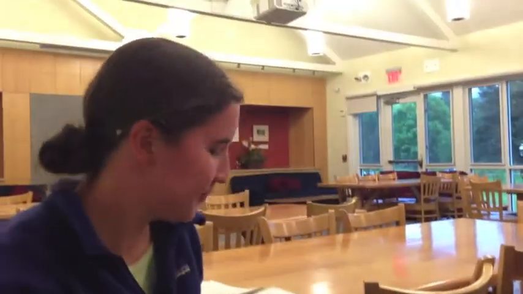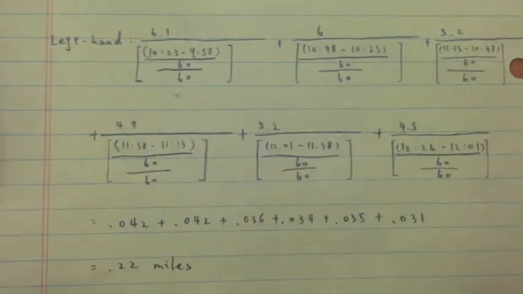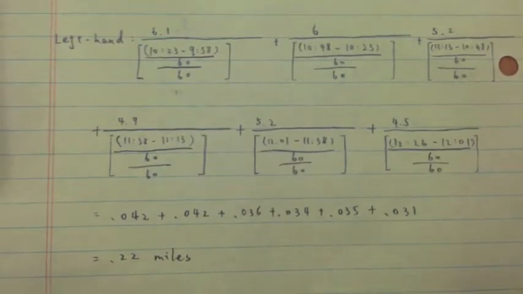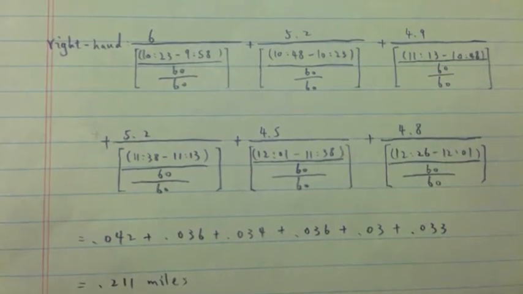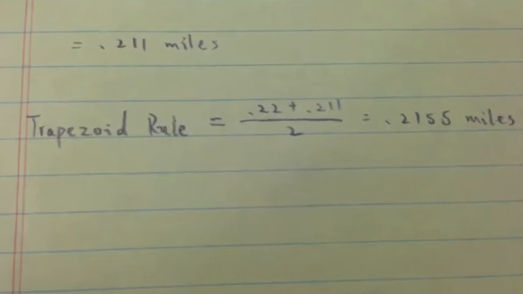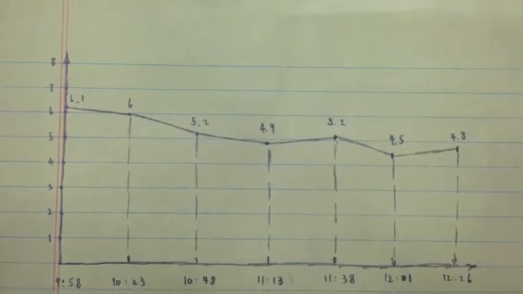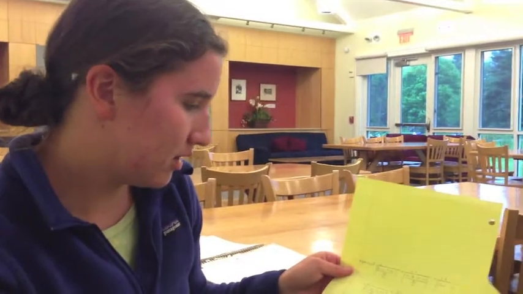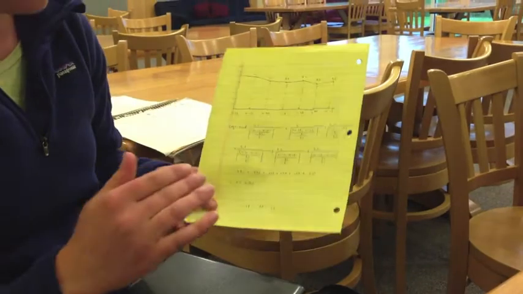Calculated by Michael Yu, we have n equals 6, so we have 6 intervals, and the left-hand Riemann sum equals 0.22 miles. Over here we have the right-hand and trapezoid rule calculations. The right-hand sum equals 0.211 miles, and the trapezoid rule is 0.2155 miles. These are all pretty good approximations because the actual value is 0.21 miles. The right-hand sum was the closest, and the left-hand sum was a little bit over, but they were all very close, which is good.